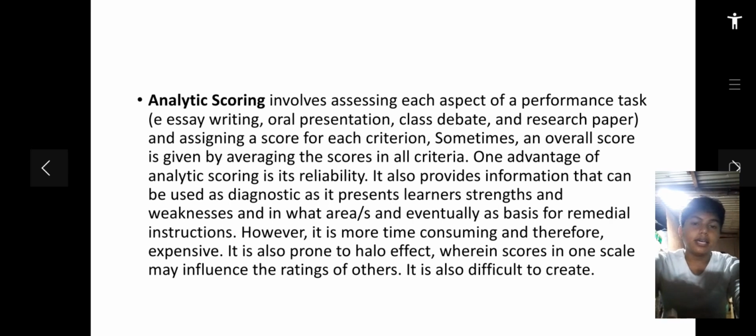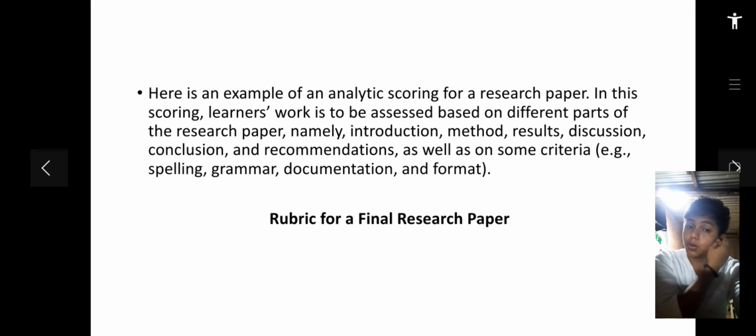However, it takes more time, which makes it more expensive. It is also susceptible to the halo effect, in which the results of one scale can affect how others are rated. It is also challenging to produce.